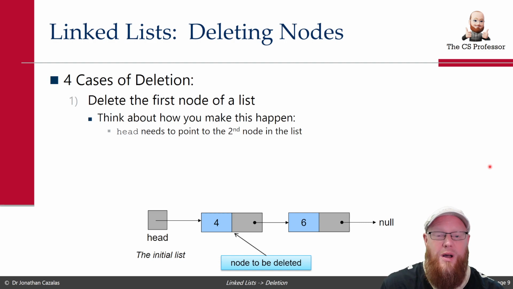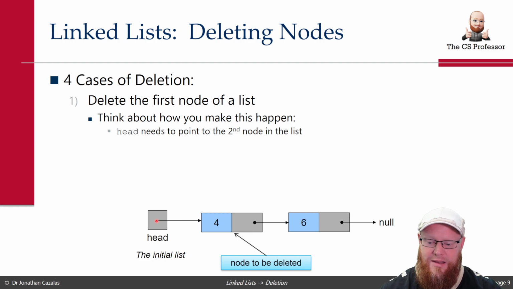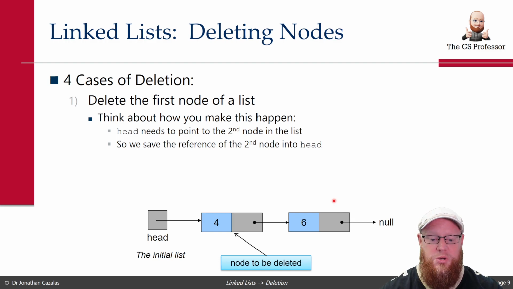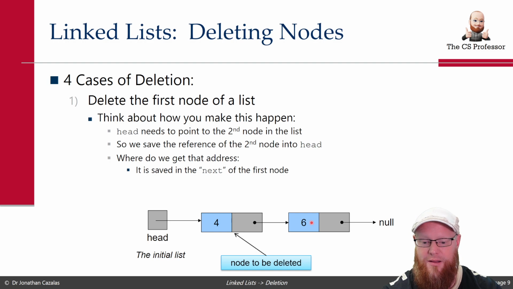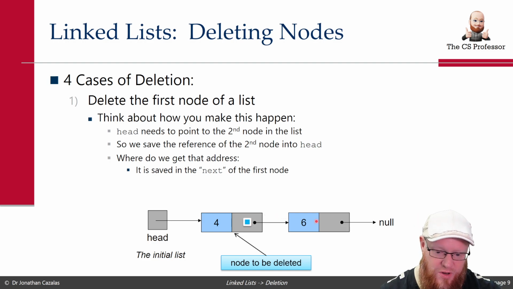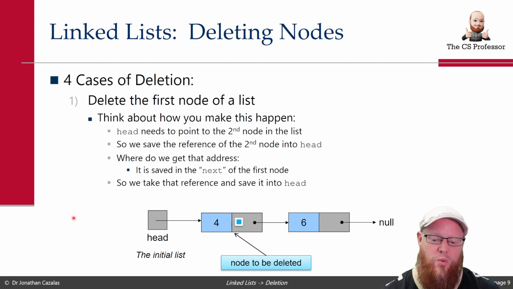Think about this. If we want to delete that first node with a 4 as we see here, head needs to point over to this second node in the list, which means we need to take the address of this second node and we need to save it into head. Where do we get the address of that second node? It's saved right here in the next of the first node. So we want to take that address, which is the address of the second node, and we want to save it into head. This is what we get.